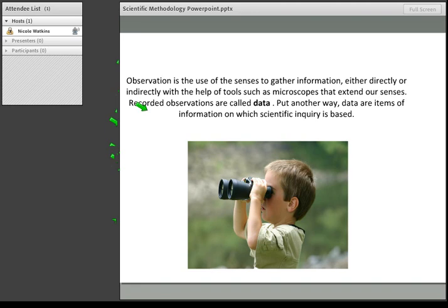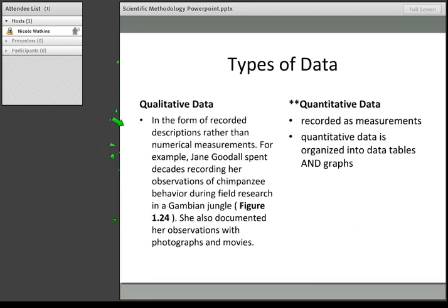So as you're doing your experiment and you're collecting data, observation is very important. And what does that term observation mean? Observation is the use of senses to gather information, either directly or indirectly with the help of scientific tools. So while conducting your experiment, you are constantly making observations as you are collecting your data. And your recorded observations will be considered your data.